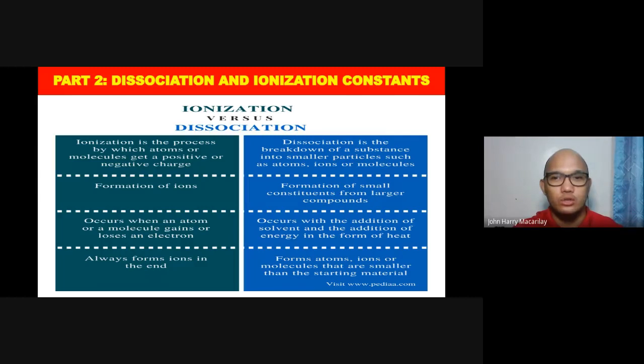For ionization, it forms ions generally. And dissociation is the formation of small constituents from larger compounds, and ionization occurs when an atom or a molecule gains or loses an electron. That's for ionization, because again, it will form an electrically charged particle. Dissociation occurs with the addition of solvent and the addition of energy in the form of heat. So ionization will always form ions in the end, and dissociation forms atoms, ions, or molecules that are smaller than the starting material.